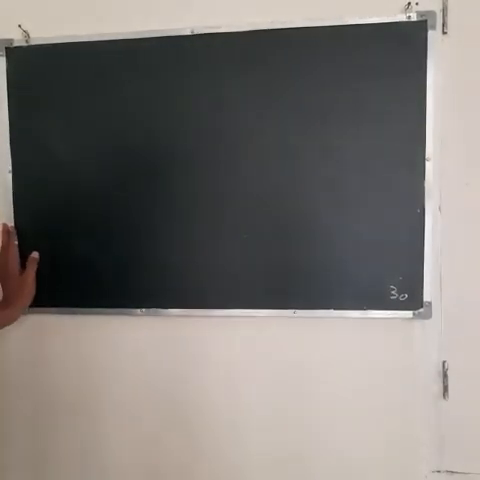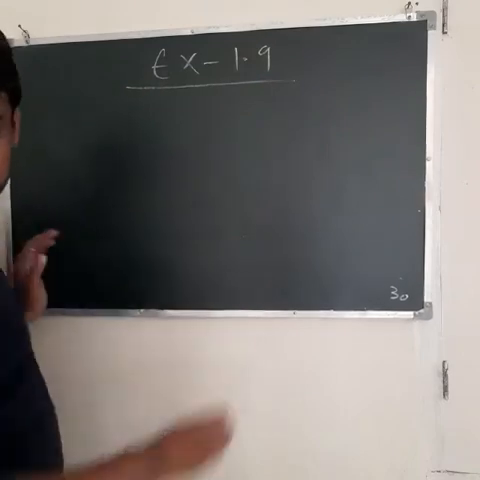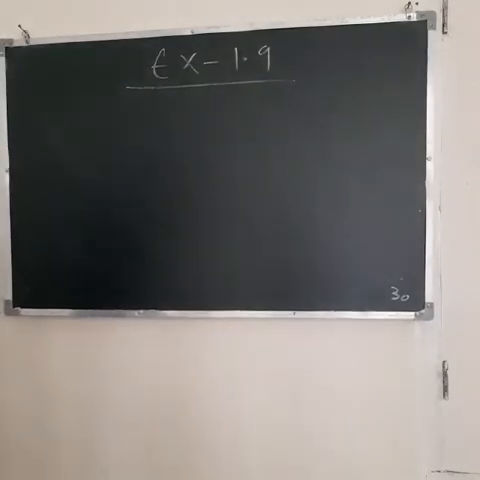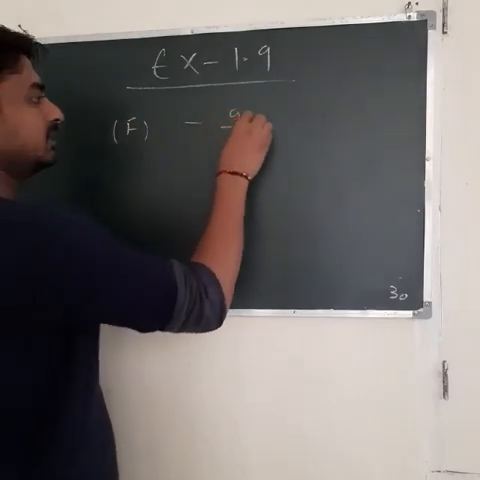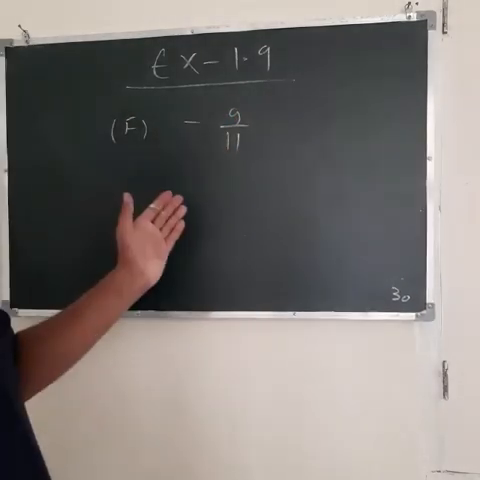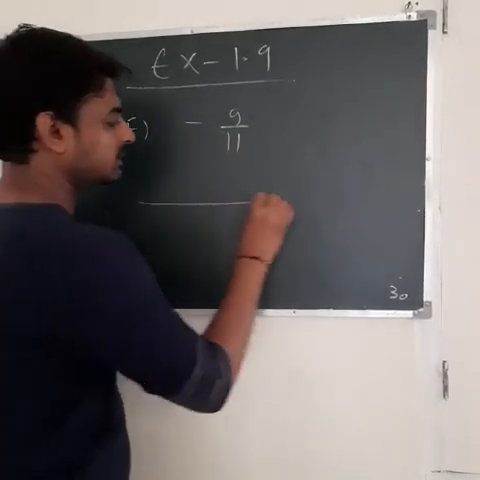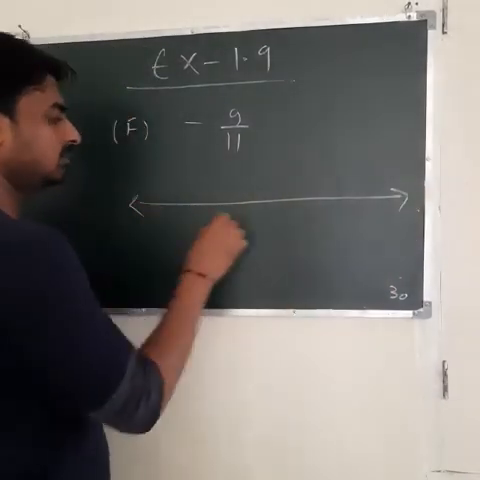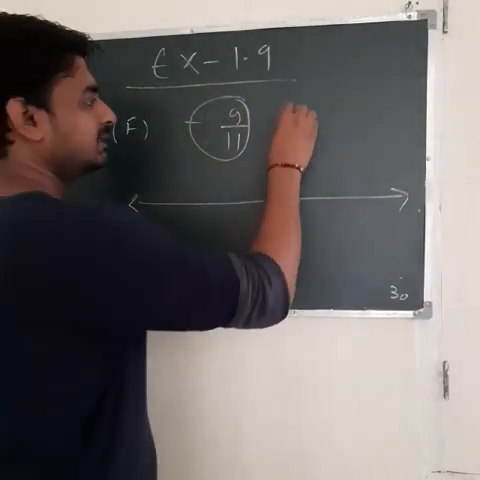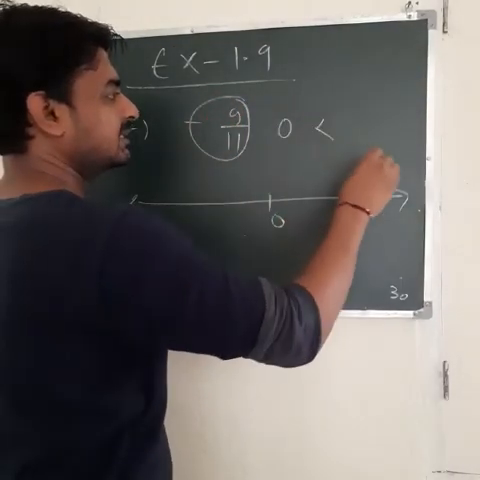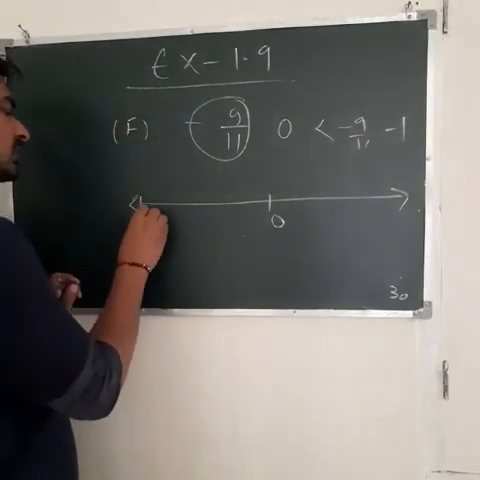Now exercise 1.9. We have to represent minus 9 upon 11 on a number line. This is the number line. Here is the 0, and this value is greater than minus 1 but less than 0. So take as minus 1.